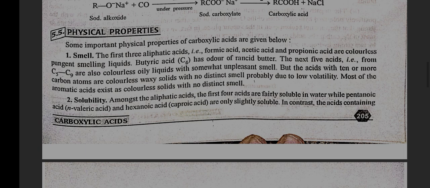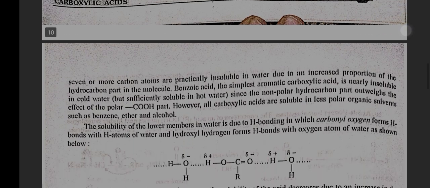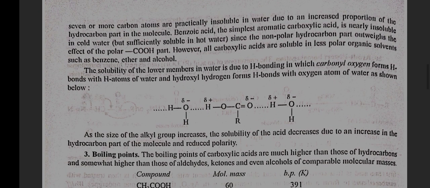Second, solubility. Amongst the aliphatic acids, the first four acids are fairly soluble in water, while pentanoic acid and hexanoic acid are only slightly soluble. In contrast, the acids containing 7 or more carbon atoms are practically insoluble in water due to an increased proportion of the hydrocarbon part in the molecule. Benzoic acid, the simplest aromatic carboxylic acid, is nearly insoluble in cold water since the non-polar hydrocarbon part outweighs the effect of the polar carboxylic part.